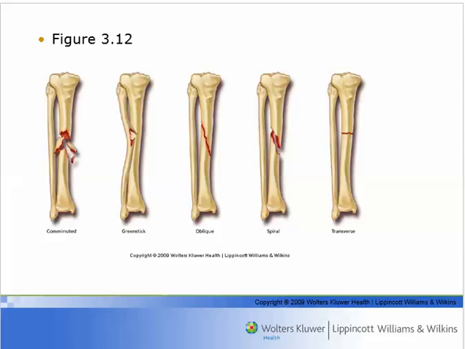We classify them by their angles. So they're oblique or they're transverse, or if there's a twisting motion, if there's torque put on the shaft, then they'll break in a spiral fracture. Generally speaking, you see spiral fractures in child abuse and that kind of thing, where an arm gets twisted. So all of these are fairly traumatic fractures.